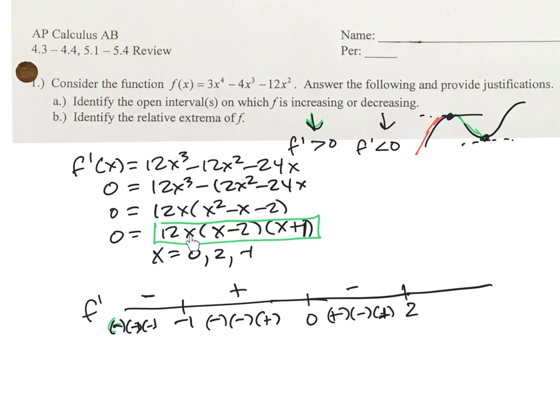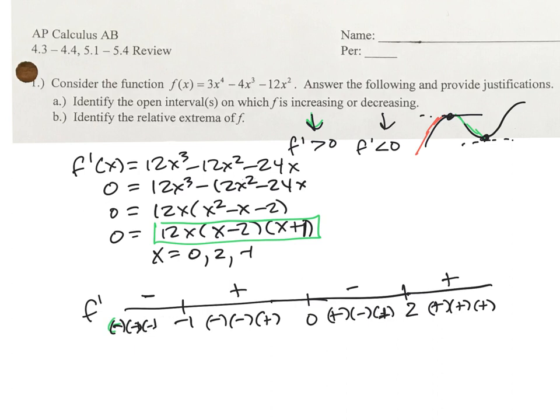If I put 3 in here, here, and here, we're going to get positives every single time. So that would be a positive times a positive times a positive. That product would be positive. Okay, so now we can look at this sign chart for f prime. Remember, f is increasing wherever f prime is positive, so f is increasing from -1 to 0 and also from 2 to infinity, and decreasing from -infinity to -1 and from 0 to 2.